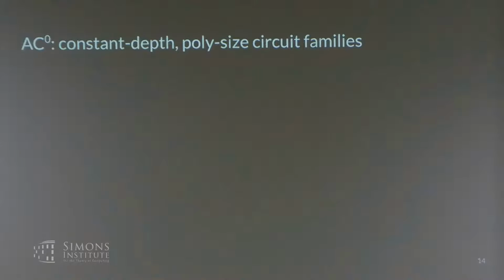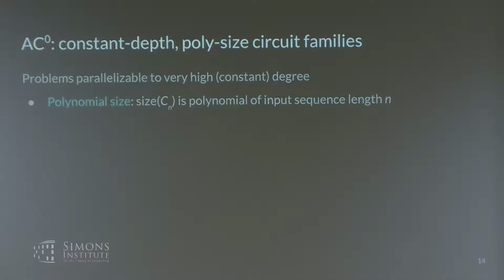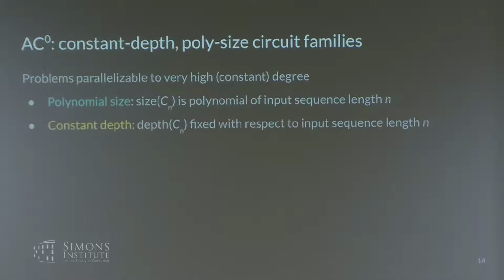And AC0 is the class of problems definable by circuits with constant depth and polynomial size. So intuitively, you can think about this class as problems that can be parallelized to a very high, i.e. constant, degree. Concretely, what polynomial size means is that the size of the circuit can be very large. On inputs of length n, it can be any polynomial of n. So you could think about that as large, but tractably large. And then the depth of the circuit is constant, or fixed with respect to n, meaning that no matter how long you make the input, there's some fixed depth that the circuit has. And that's where this parallelizable to a high degree comes from.